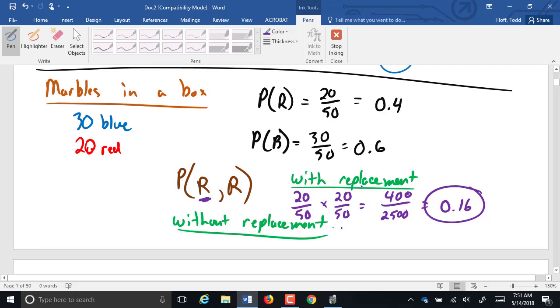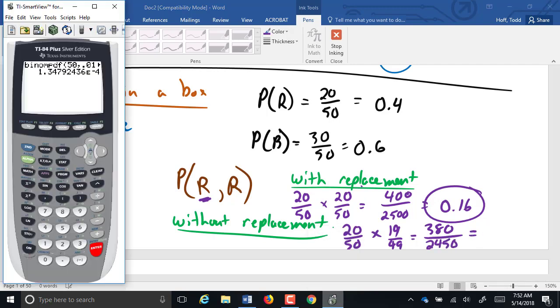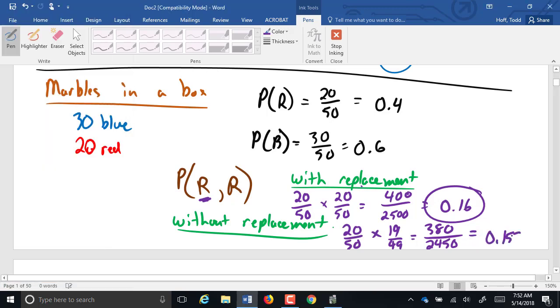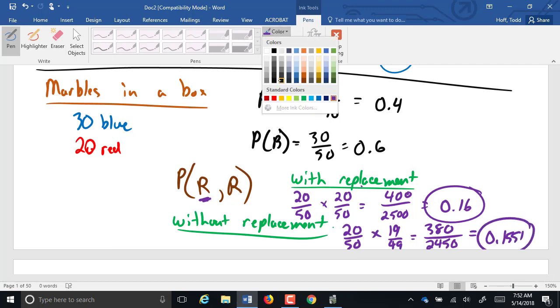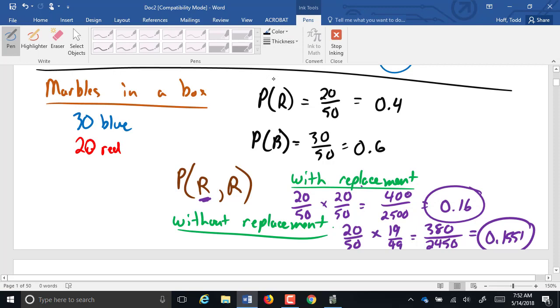Without replacement, the probability of that first one being red is 20 out of 50. Without replacement means I look at it, I see it's red, and I throw it away. What's the probability of the second one being red? There you go, 19 out of 49. So that ends up being 380 out of 2,450. So 0.1551. So you can see it's slightly less likely if we don't replace them.